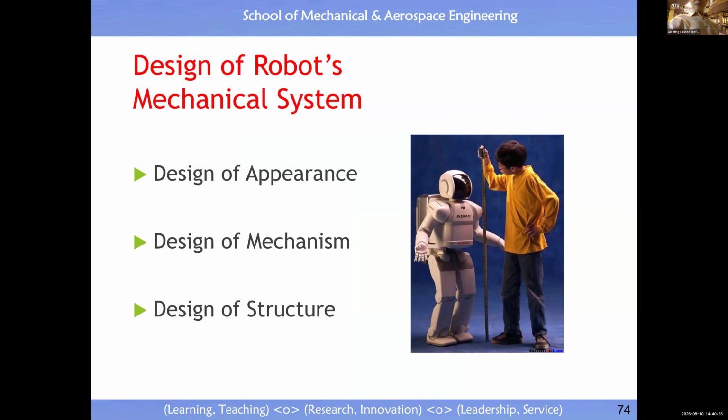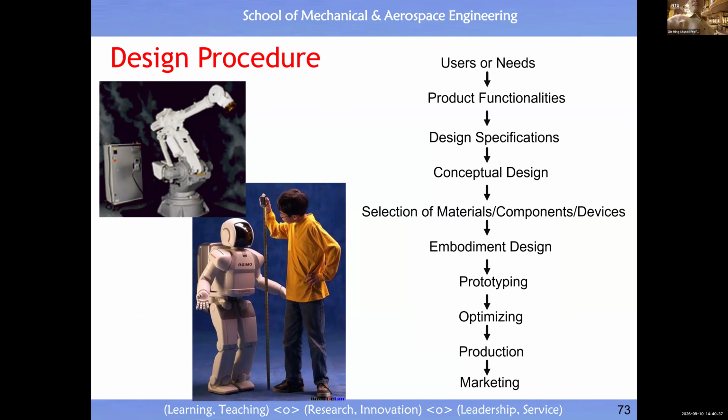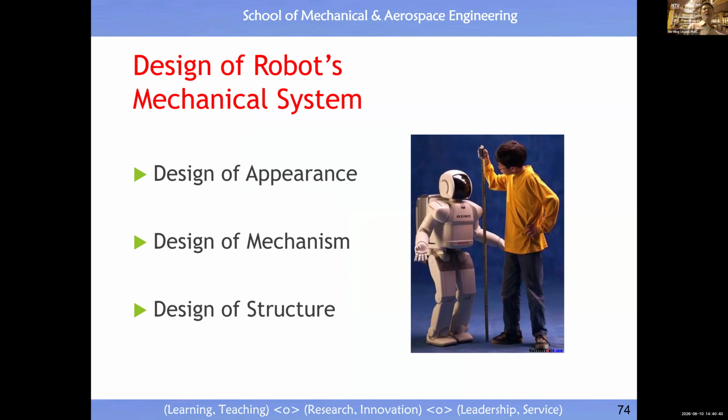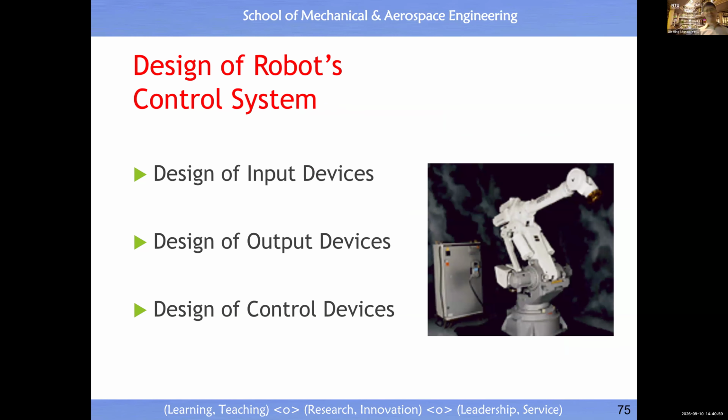On top of that, if you want to design a mechanic system, what should be the key consideration? You must pay attention to design tasks, such as design of appearance, design of a mechanism, design of a structure. But for an industrial robot, appearance is not important. For a service robot, appearance is very important. Then what should be the key consideration for the design of a control system? So these are the three guidelines. You must consider, right?